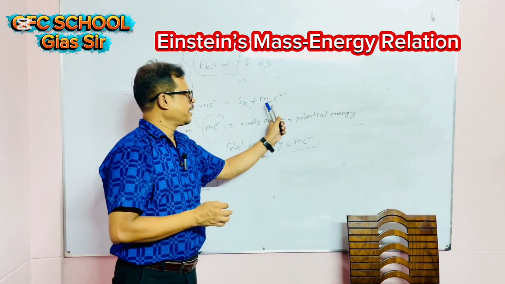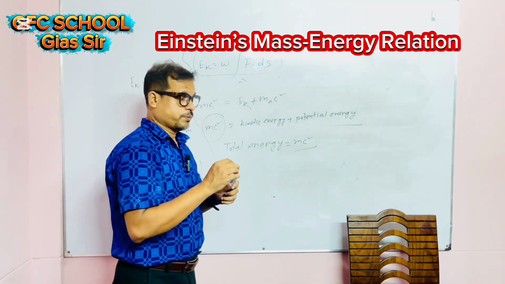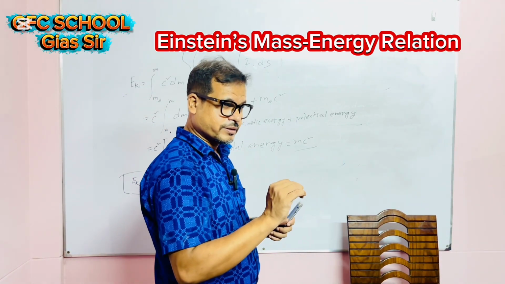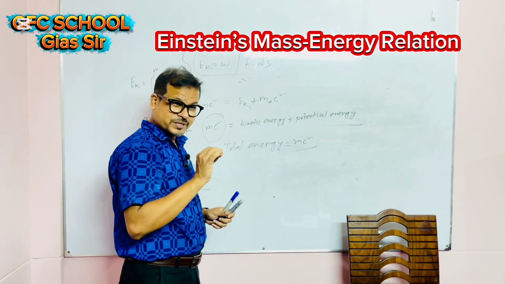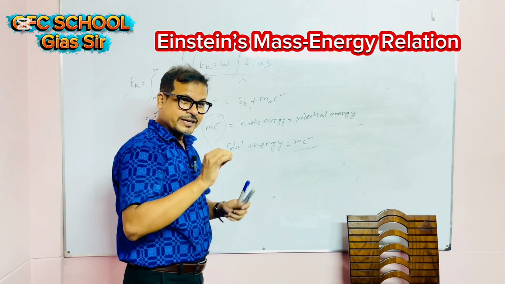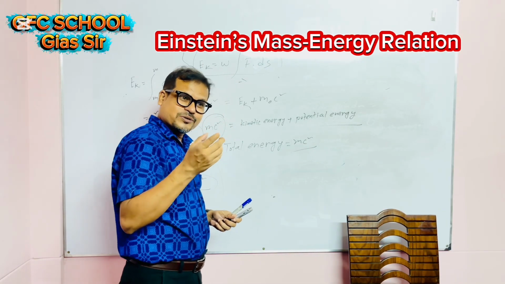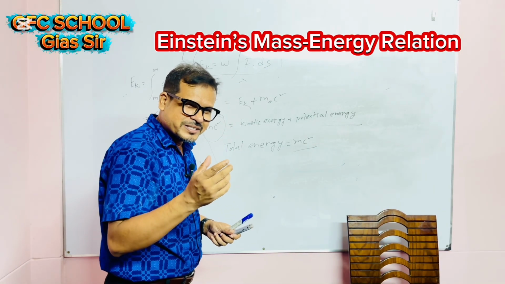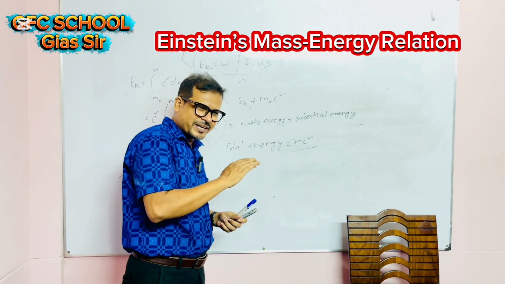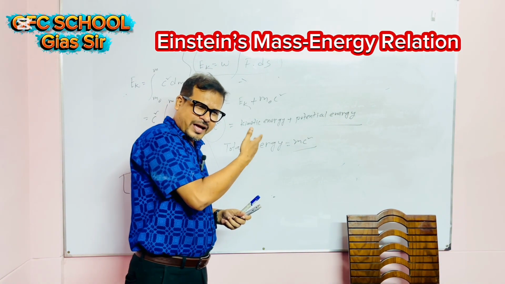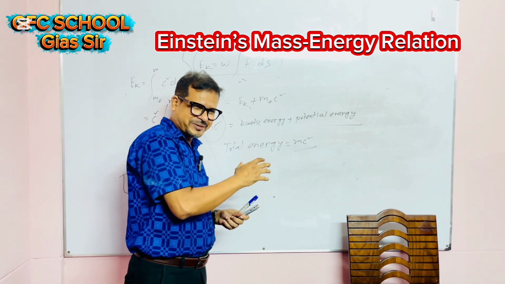Look, m naught c squared is the energy of the object at rest, and here is the energy of the object in motion. That means, what can we conclude? We can conclude very easily, simply, if you understand the basics of kinetic energy, potential energy, then the work, energy, power chapter, and the dynamics chapter, then we can conclude this.